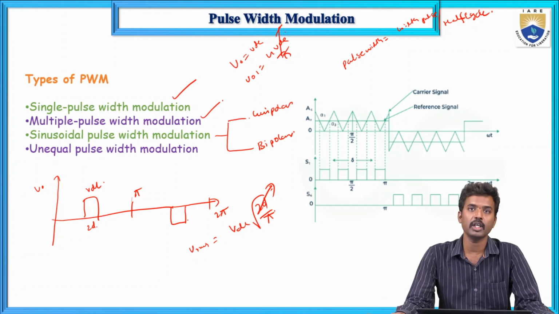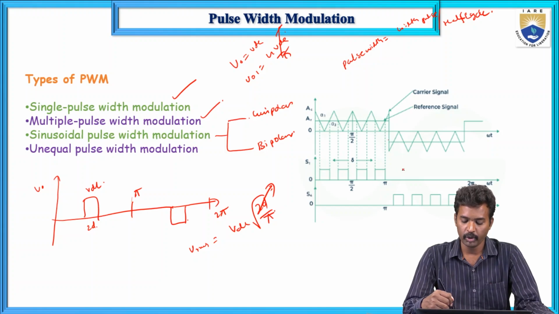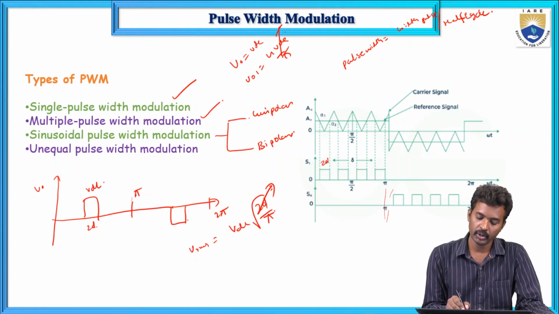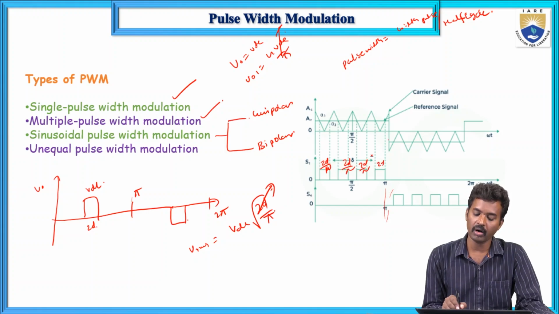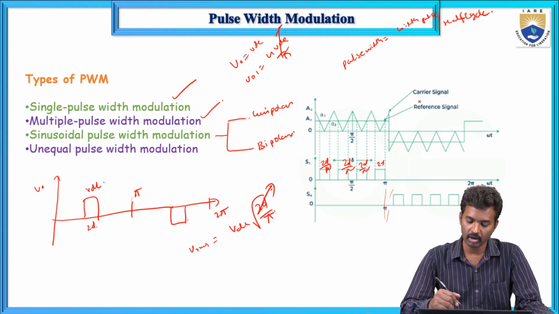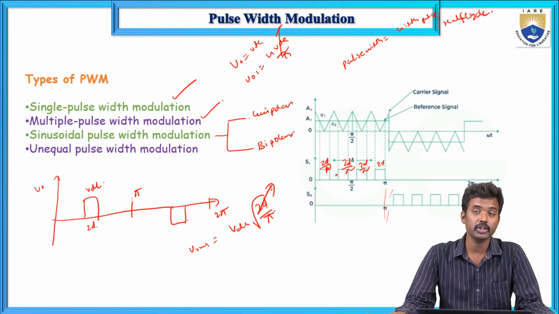Here this is single pulse width modulation, and now this is multiple PWM. In the half cycle, the width of each pulse is 2D by n, 2D by n, 2D by n. Add all of these and you will get the complete 2D, where n is the number of pulses in the half cycle. So that is the width of pulse per half cycle, and this is multiple pulse width modulation.